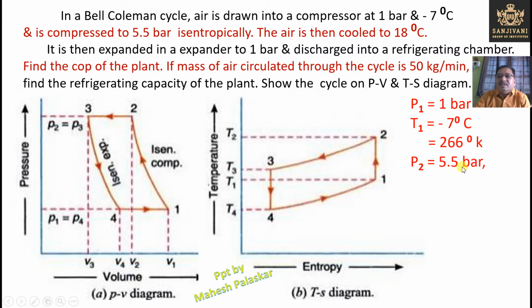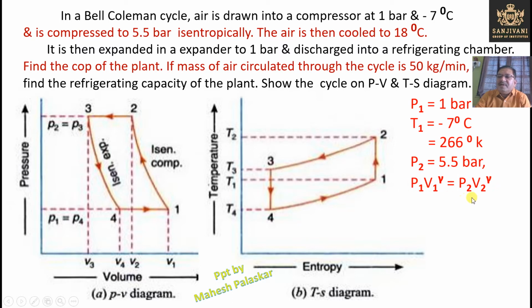Now the pressure P2 is given as 5.5 bar. It is written in the problem, it is compressed to 5.5 bar isentropically in the compressor. So the compression is isentropic, and after compression the pressure is 5.5 bar. This is the point 2 after compression. At point 2 the air leaves the compressor and gets compressed to 5.5 bar. Therefore P2 is equal to 5.5 bar, and since the compression is isentropic, the law for isentropic compression is P1 V1 raised to gamma is equal to P2 V2 raised to gamma.